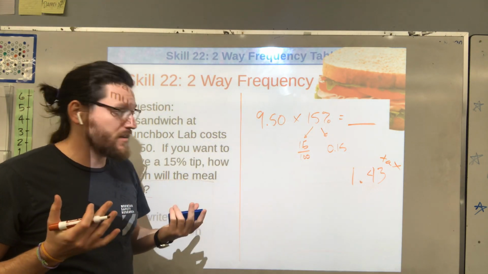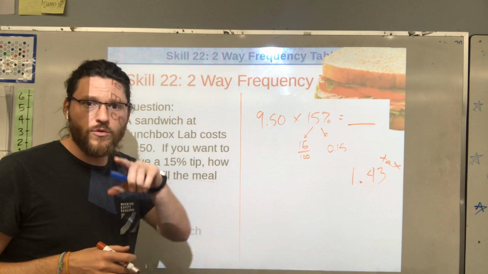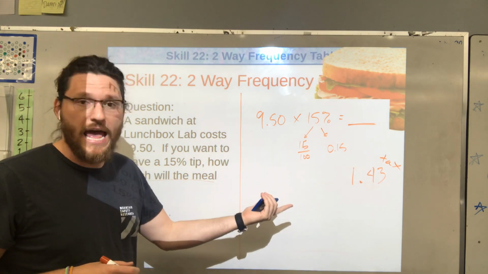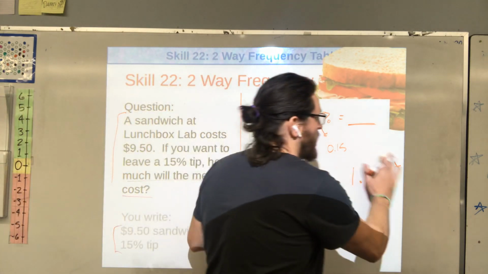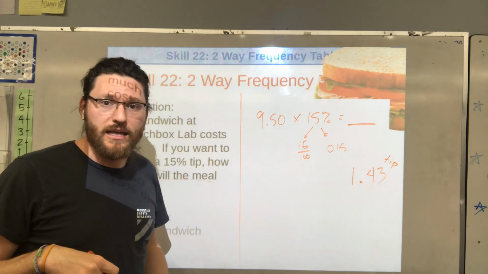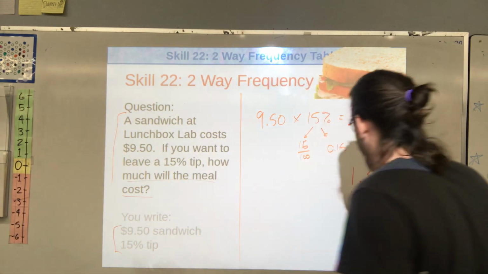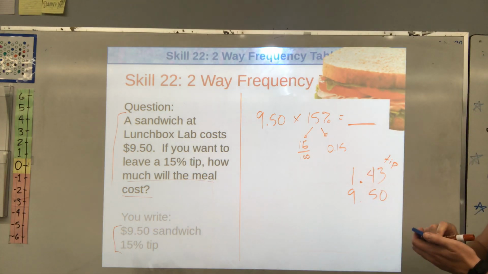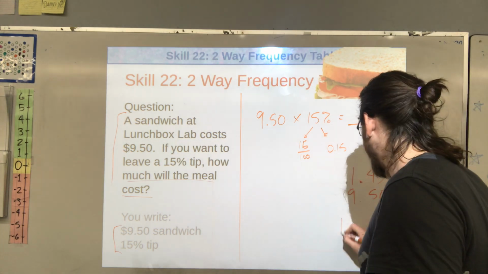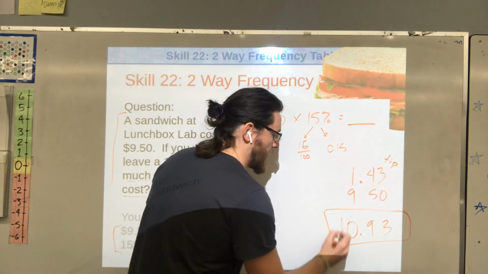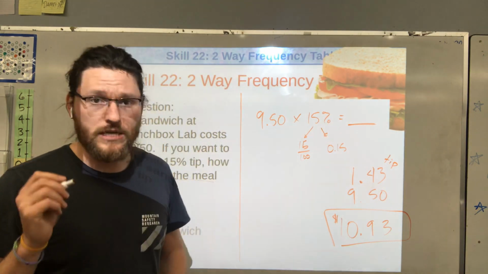So I can do this a couple different ways. I'll show you on the next problem, kind of the shortcut to get there. But basically, I have to take the tax, or I'm sorry, this isn't tax, this is a tip. Tip, and I have to add it back into the price of the original sandwich, right? So the price of the sandwich was $9.50, and I'm adding in this tip here. So if I add that to $9.50, that's going to give me $10.93. Does that answer make more sense? It does make more sense to me.